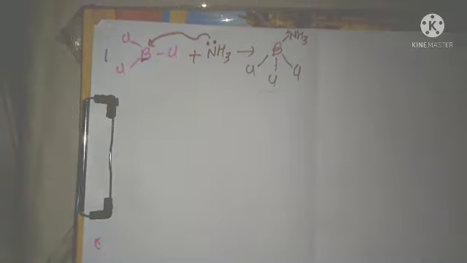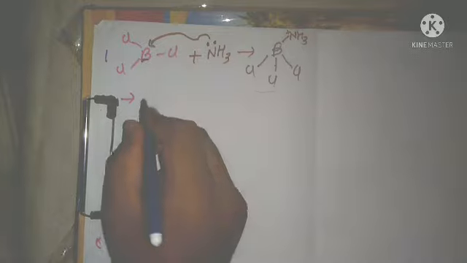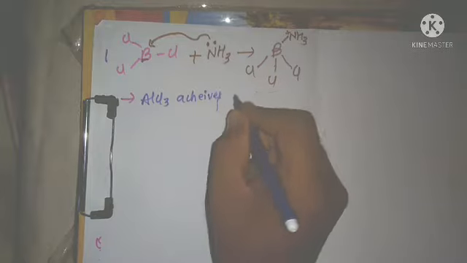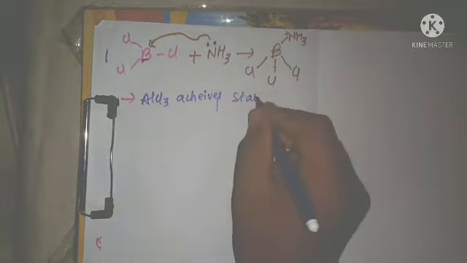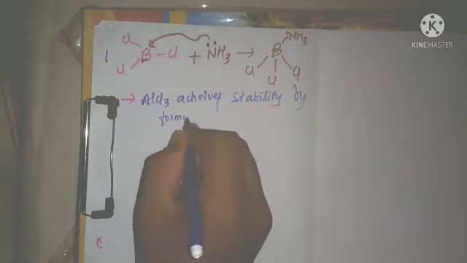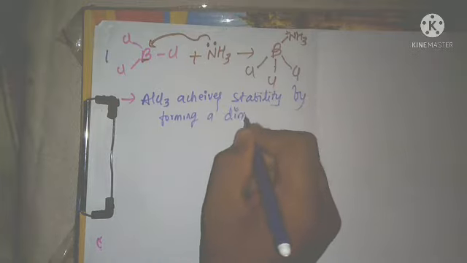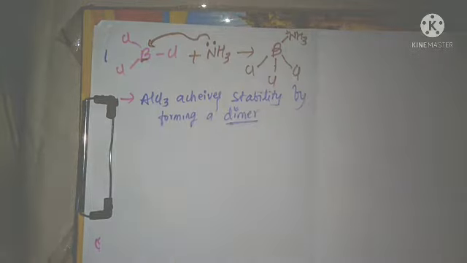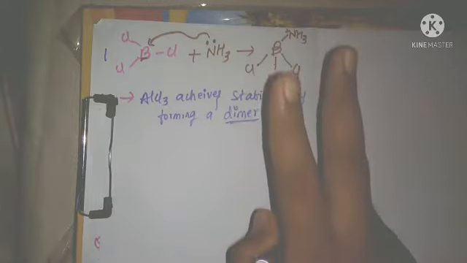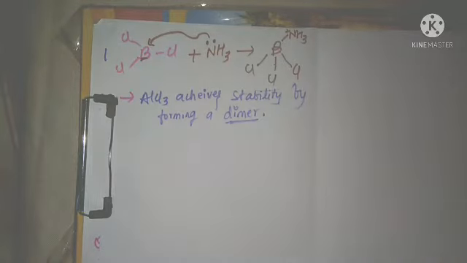Now, then how will AlCl3 get stabilized, sir? AlCl3 achieves stability by forming a dimer. Dimer means 2 monomers. 1 monomer, 2 monomers means dimer, 3 monomers is trimer. Many monomers in the compound means that is a polymer. Poly means many monomers, polymer, right? Here it is forming a dimer. Dimer means 2 AlCl3 will form the compound, that is called a dimer. How it will form, we will see.